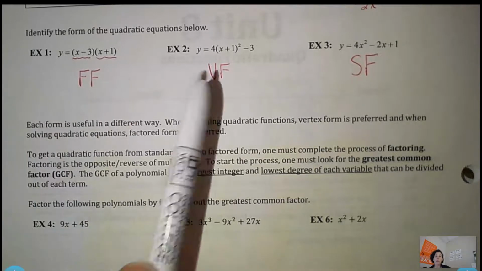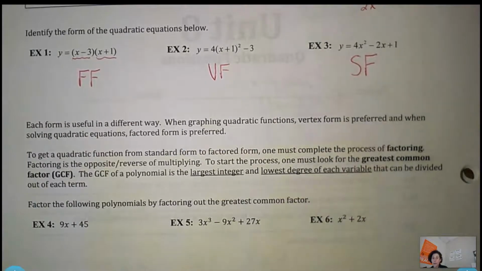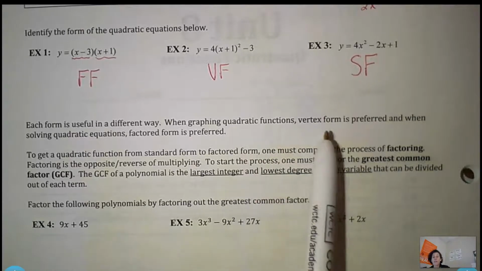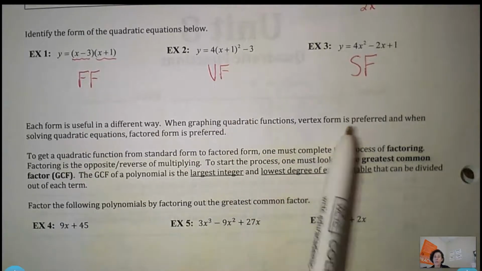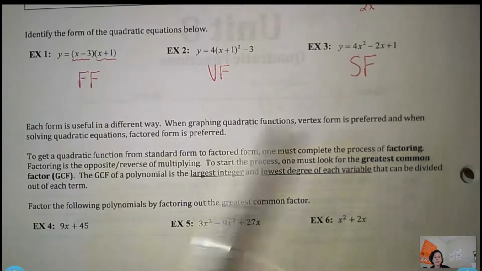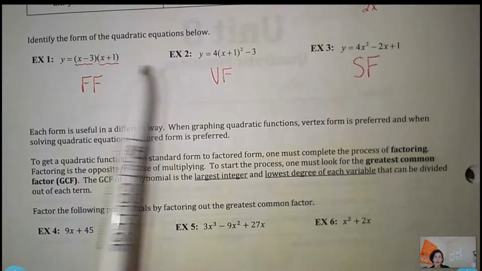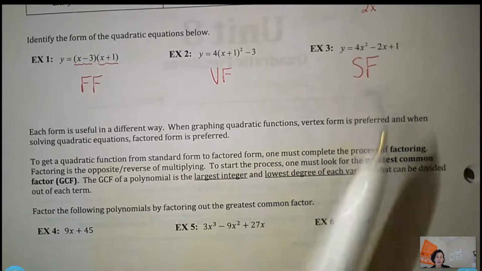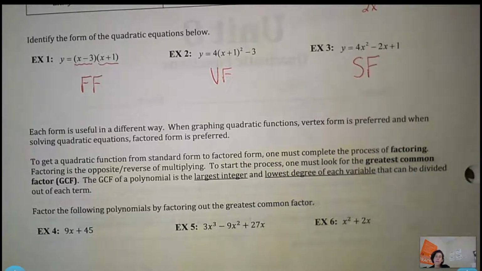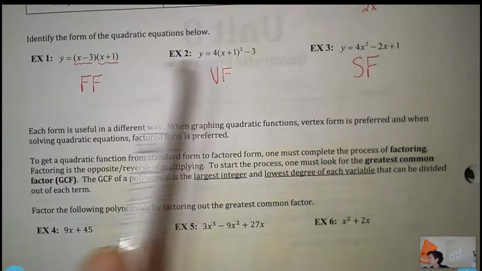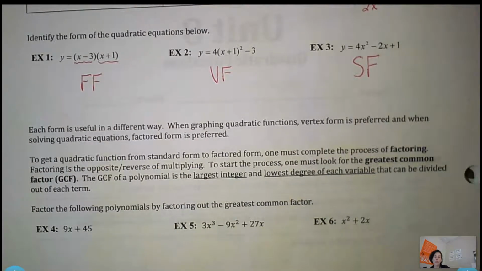So each form is useful, but in different ways. And when we start to graph our quadratic forms, vertex form, this one, is the preferred form. When solving quadratics, then factored form is our preferred one. Now, it's not that standard form isn't preferred, but it's not as great as, let's say, these 2 forms. But they're all good, and what we're going to be practicing in this chapter is how do you go from one form to the other form.